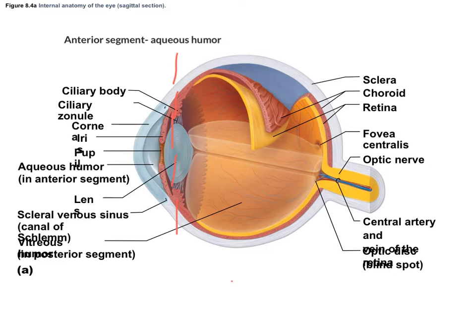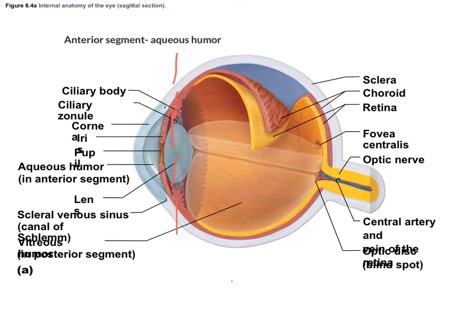So we have the anterior segment, which is in here. You have the cornea, which is over top. This is the iris, which opens and closes, constricts and dilates, in order to increase or decrease the amount of light that comes through the eye through the lens. The ciliary body will help distort the lens so that the image can be projected correctly on the retina in the back of the eye.